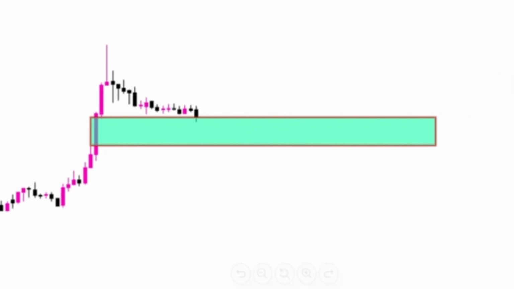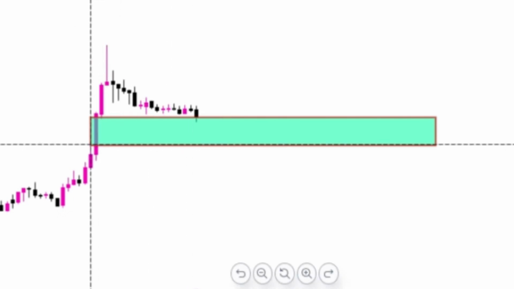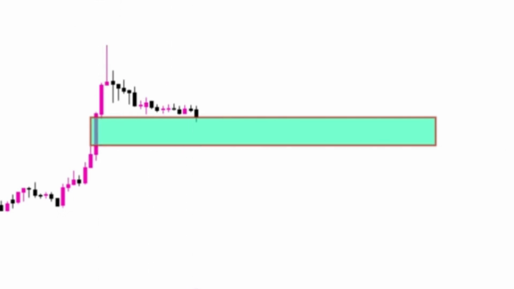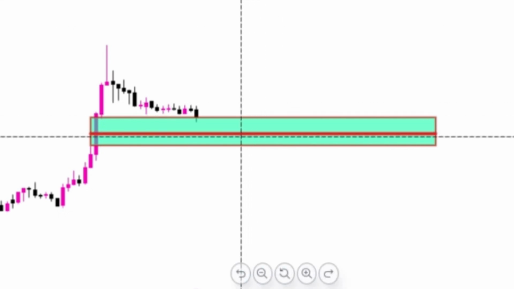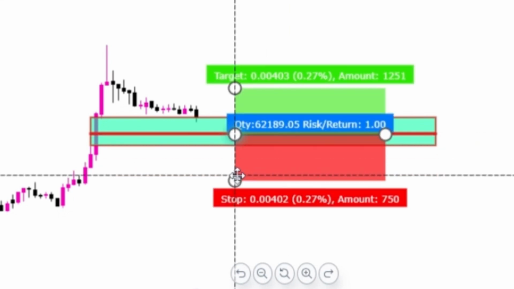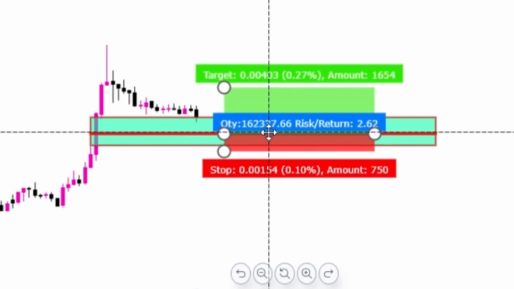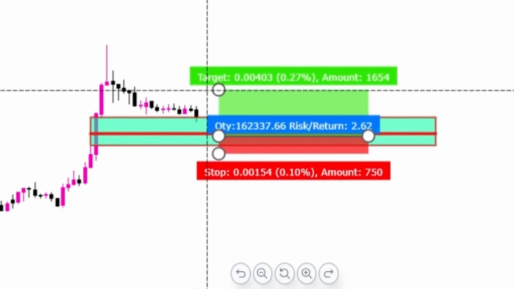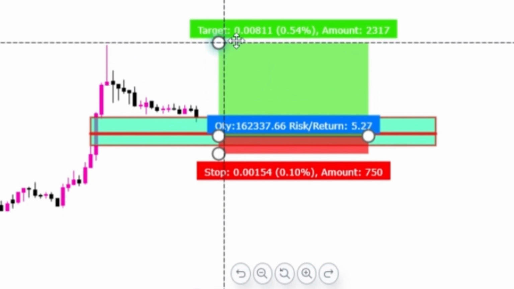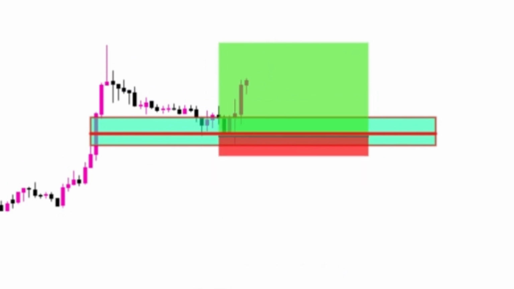The price came inside this fair value gap, but at this point a lot of traders would get confused whether to enter now or wait for the market to go a little bit lower. In such a situation, the consequent encroachment concept would help you. We would set our buy limit order at the 50% of the fair value gap. The stop loss would remain below this fair value gap, and the target would be at 3 times the stop loss. As you can see, by using this concept, we made huge profits in the market.